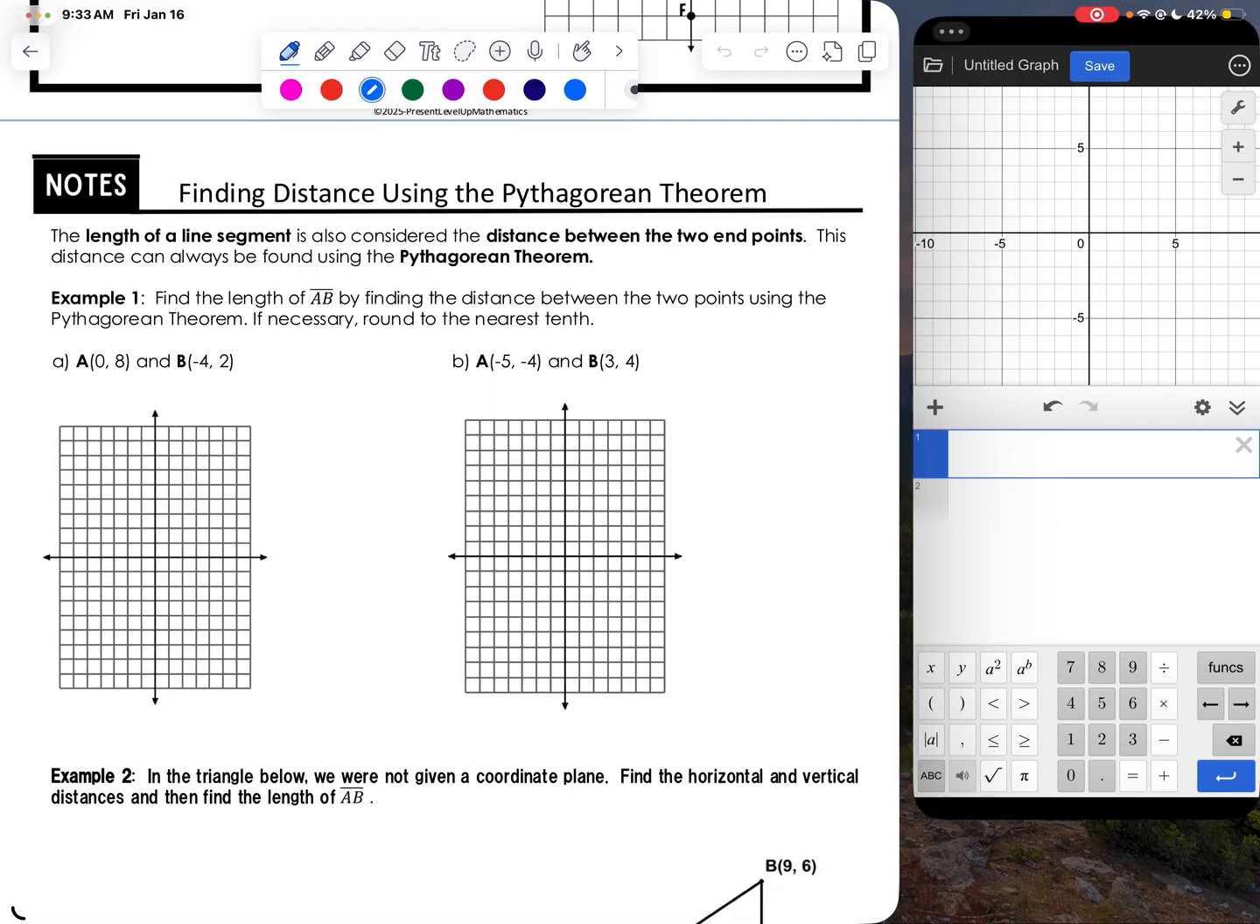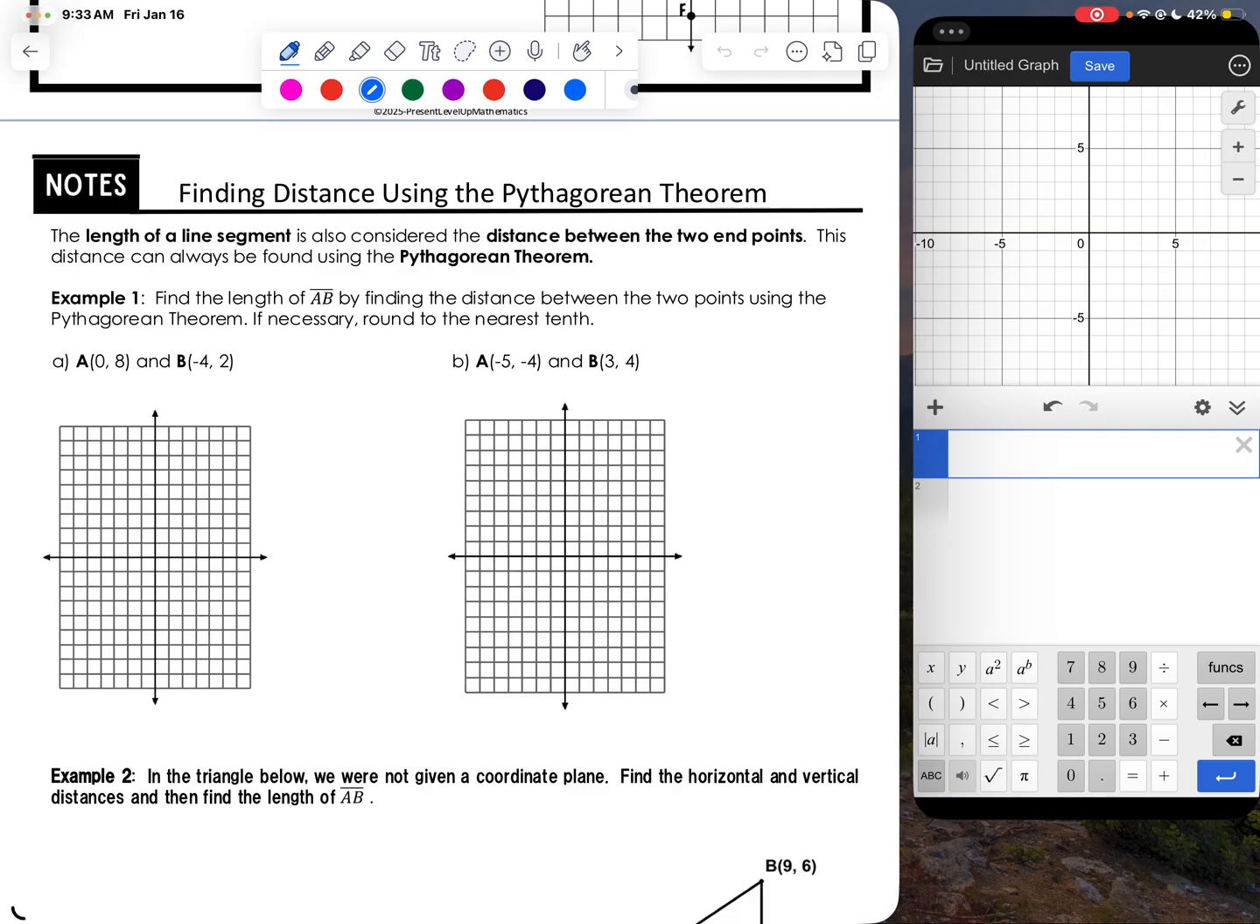So in example 1, it says find the length of line segment AB by finding the distance between the 2 points using the Pythagorean theorem. If necessary, round to the nearest tenth. So in example A, we have 2 points. Point A is at (0, 8) and point B is at (-4, 2). And what they want to know is what is the length of that line segment formed by point A and point B.